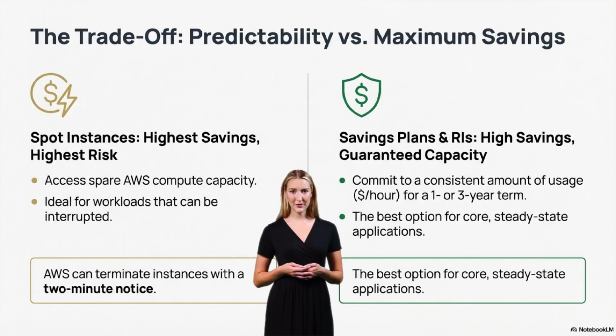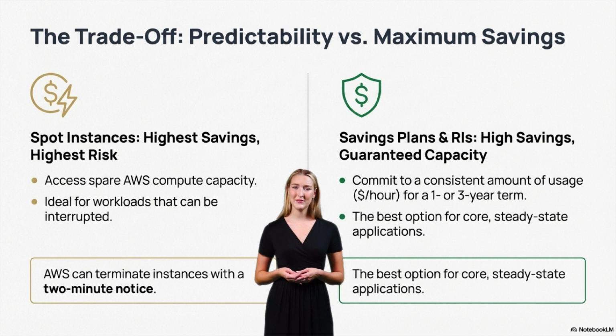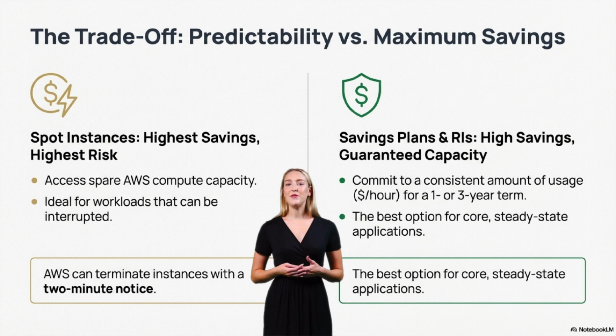When choosing a pricing model, you are navigating a trade-off between predictability and maximum savings. On one hand, spot instances provide the highest savings by accessing spare AWS compute capacity, but they are the highest risk. AWS can terminate these instances with a 2-minute notice if the capacity is needed by on-demand users. On the other hand, savings plans and RIs provide high savings while guaranteeing capacity. By committing to a consistent amount of usage, measured in dollars per hour, you ensure that your core, steady-state applications always have the resources they need at a fixed, discounted rate. In short, use Spot for things that can be interrupted and savings plans for things that cannot.